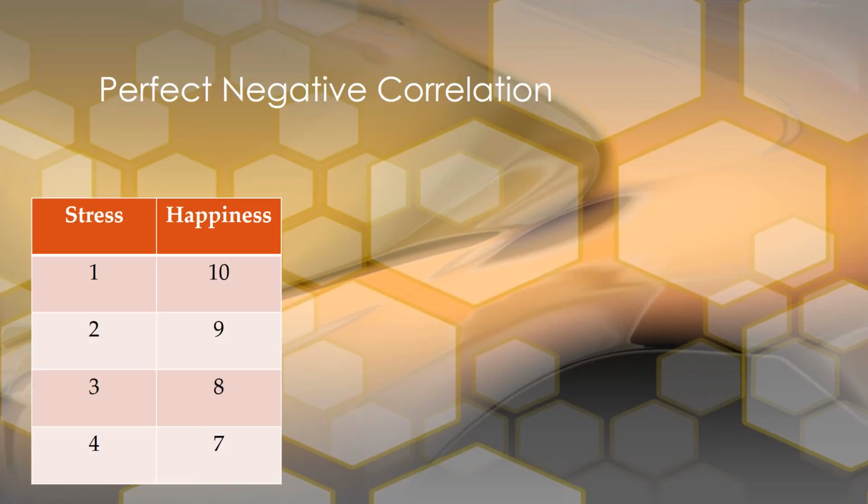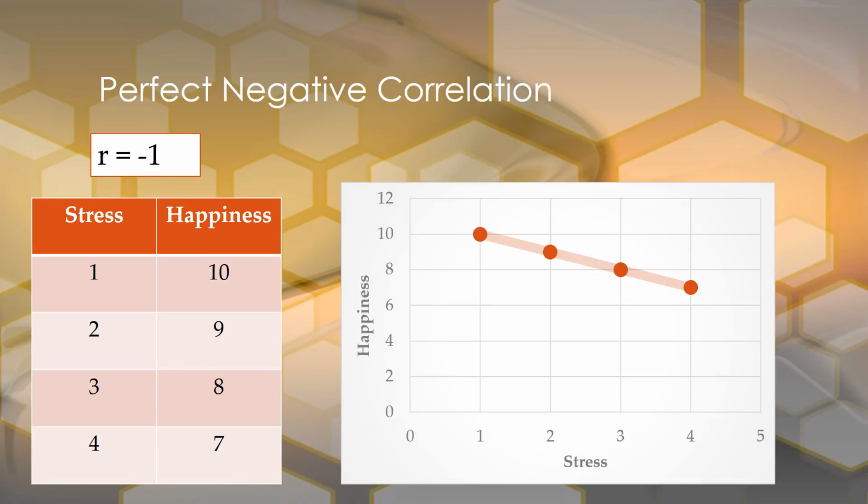If you have a perfect negative correlation here, we would have -1 for R, and it would still be on the line. And we can predict with 100% accuracy what our happiness would be depending on the stress level. Now, real perfect correlations never really happen, but you kind of get the idea. We can predict with 100% accuracy what our outcome variable will be with our predictor variable.